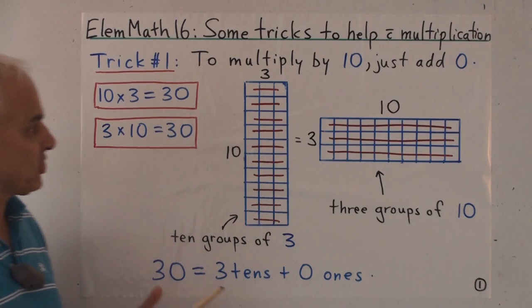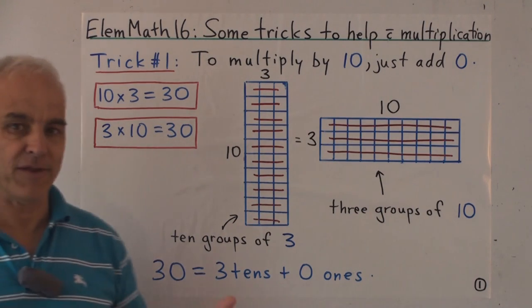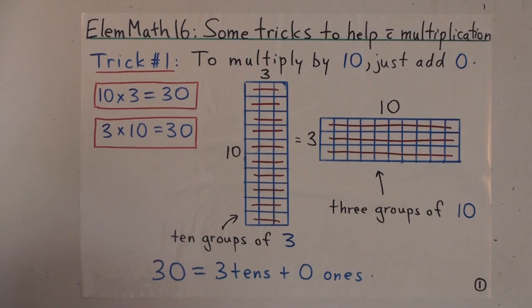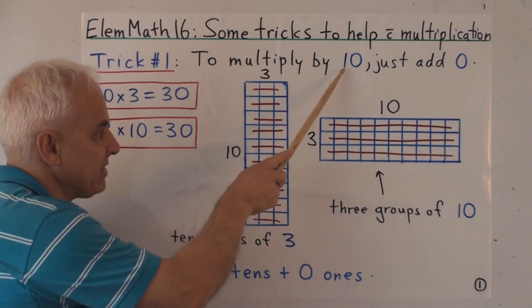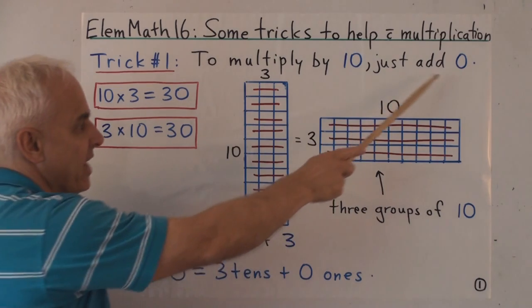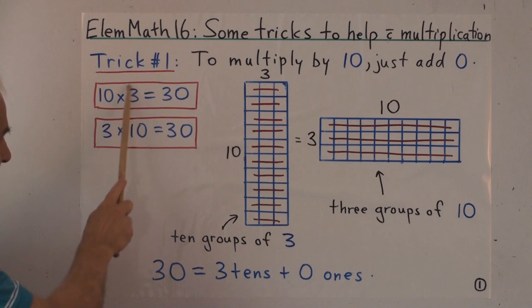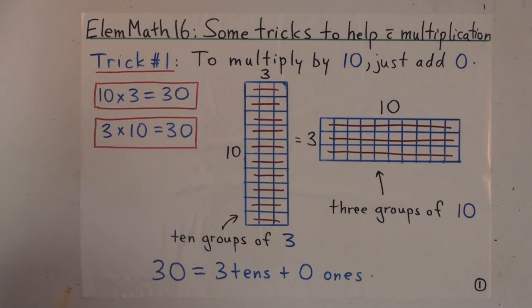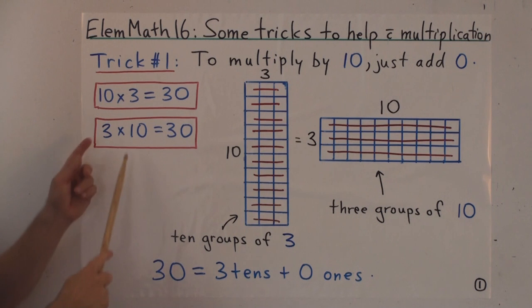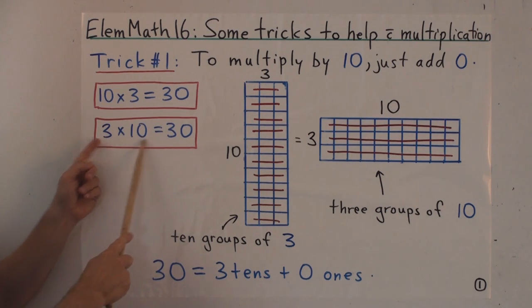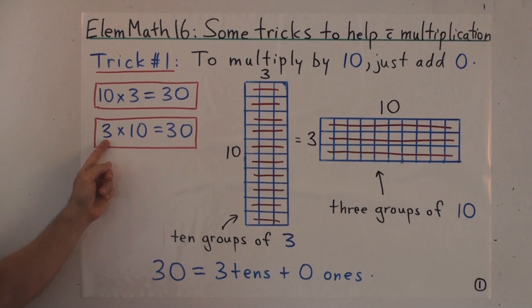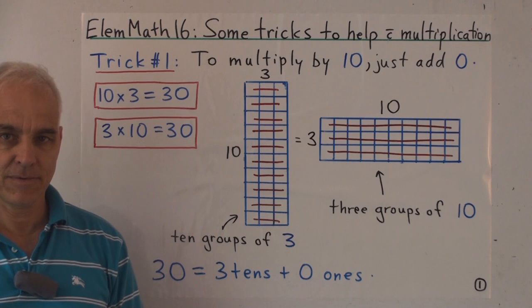Okay, so the first trick, which is not really a trick, it's just a basic useful fact, is that when we want to multiply by 10, we just add 0 to a number. We add 0 to the right hand side. So for example, 10 times 3 is 30. What we get when we take the 3 and we just add a 0 on the right. And that's the same as 3 times 10. 3 times 10 is also 30. We're multiplying by 10, so the 3 gets changed by having a 0 attached to the right.